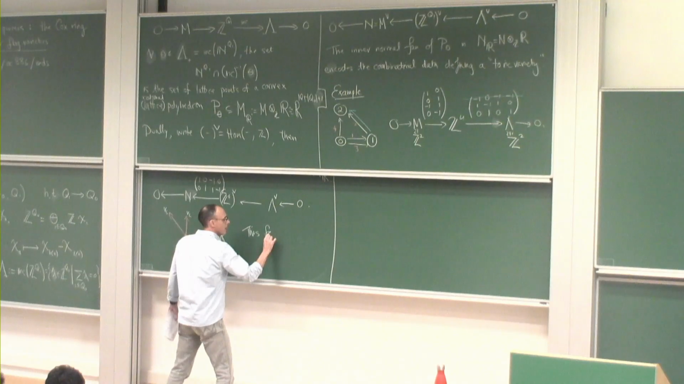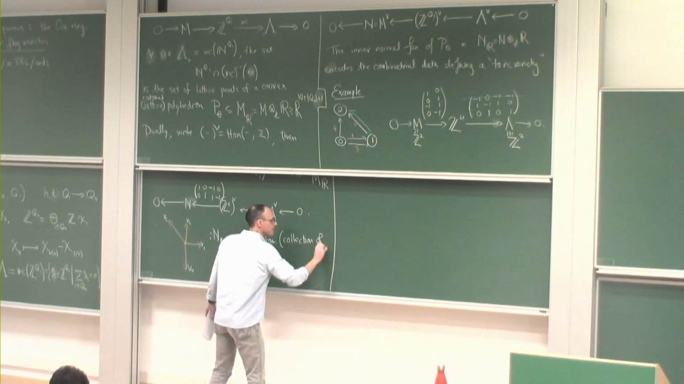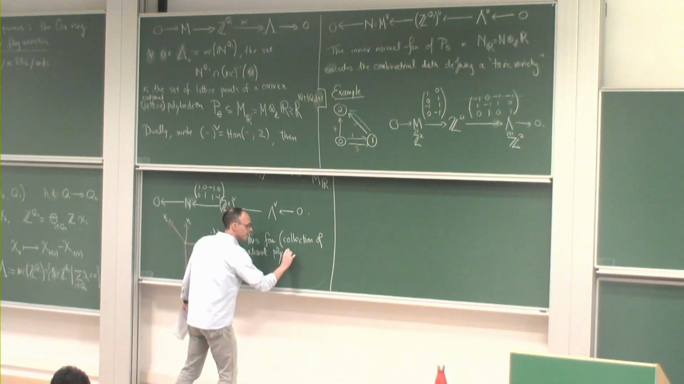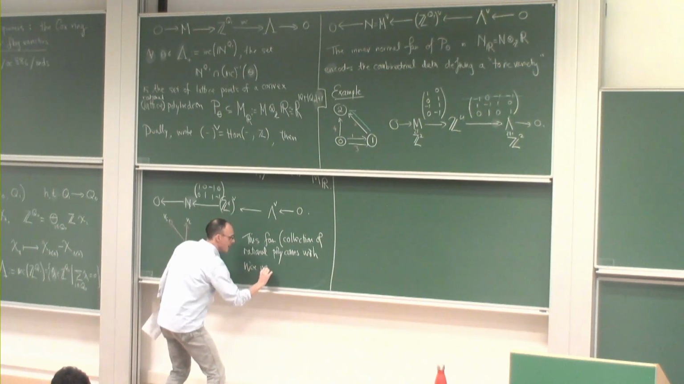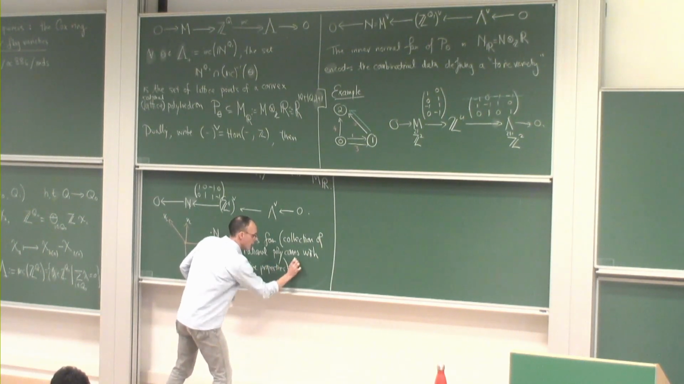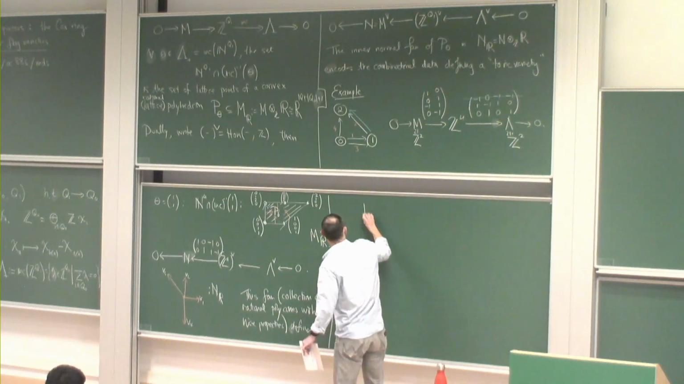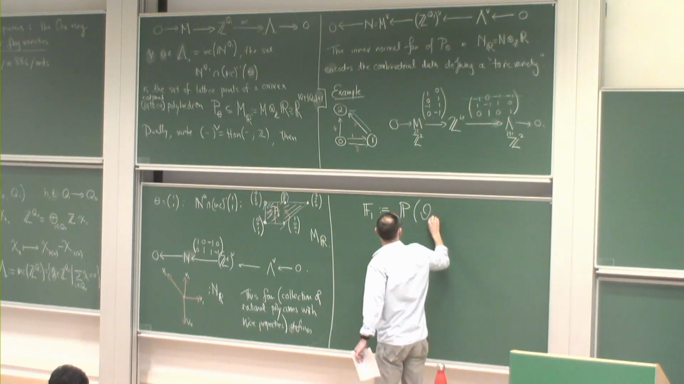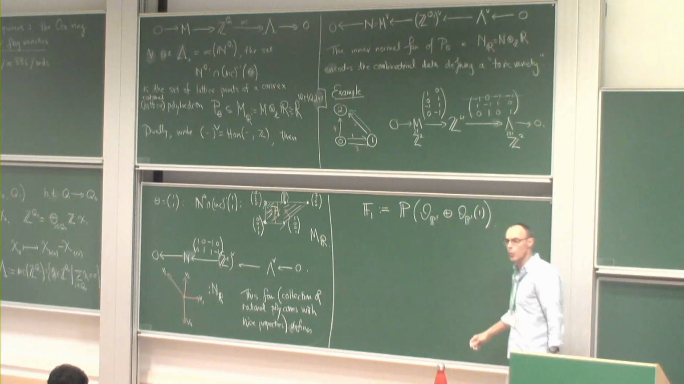So this, and I haven't defined fan, but let's just say the words. It's a collection of rational polyhedral cones with many nice properties. So in this particular case, it specifies F1. By definition, this is the projectivization of O_P1 direct sum O_P1(1), or if you like, the 1-point blow-up of P2.